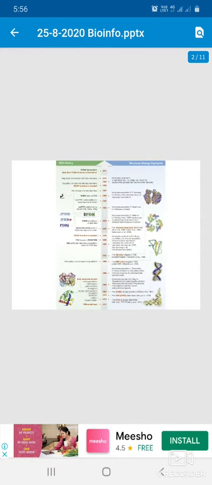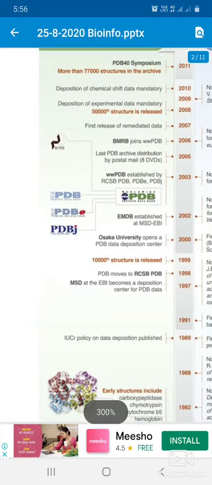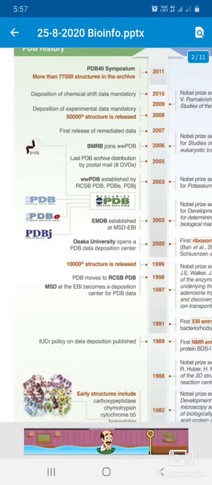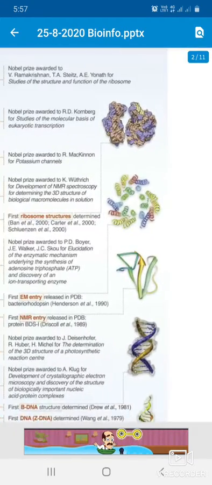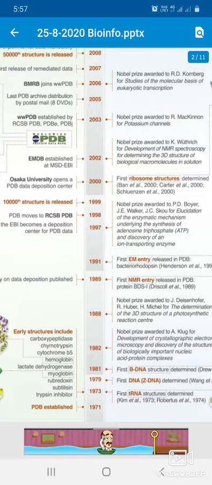Okay, next, this is the history of the PDB. The PDB is nothing but the Protein Data Bank. It is a depository, so a lot of proteins are available and stored in the bank. Okay, so around 1971 onwards, 1973, then going on, everything is year-wise.